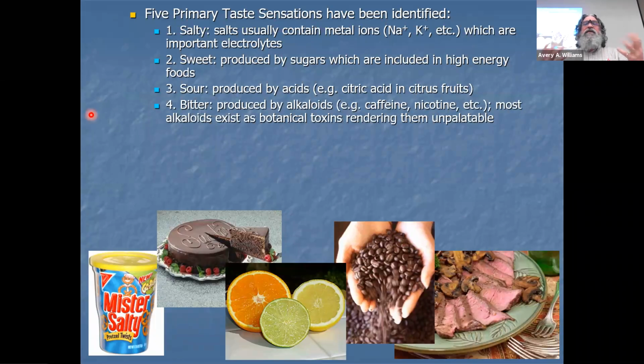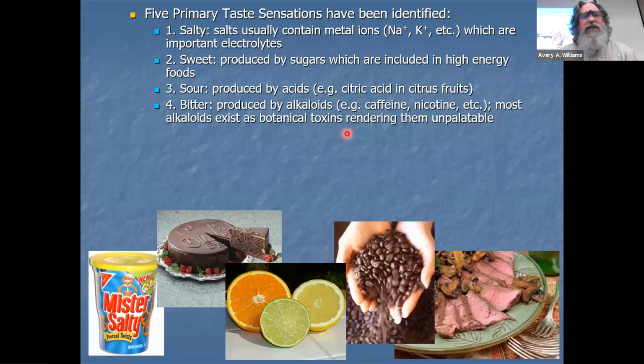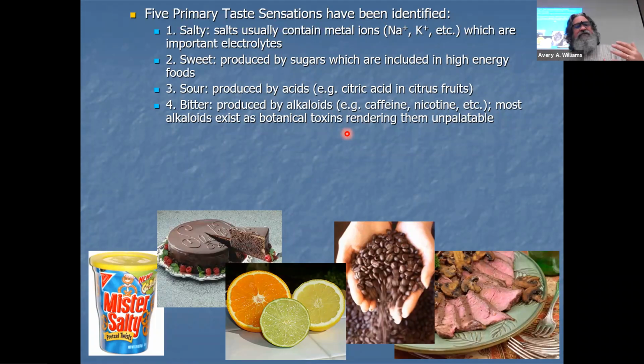Number 4, bitter. Everybody knows something that tastes bitter, right? So here I have bitter, produced by alkaloids like caffeine, nicotine, and these bitter tasting chemicals. Most alkaloids exist as botanical toxins, like the plant produces these alkaloids to make itself taste bad, rendering the plant unpalatable. That's the idea anyway. The plant doesn't want to taste good because it doesn't want to get eaten, right?